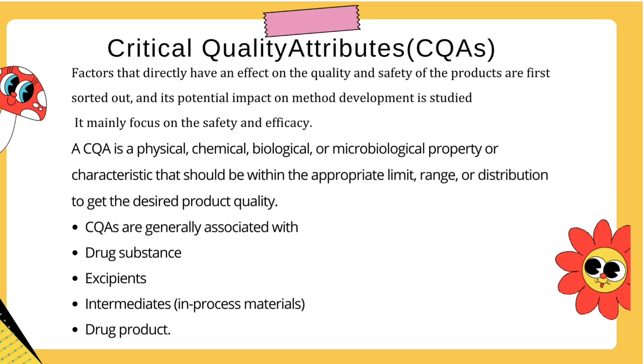Critical quality attributes, this is the next one. Factors that directly have an effect on the quality and safety of the products are first sorted out, and their potential impact on the method development is studied further. It mainly focuses on the safety and efficacy of the product. A CQA is a physical, chemical, biological, or microbiological property or characteristic that should be within the appropriate limit, range, or distribution to get the desired product quality.